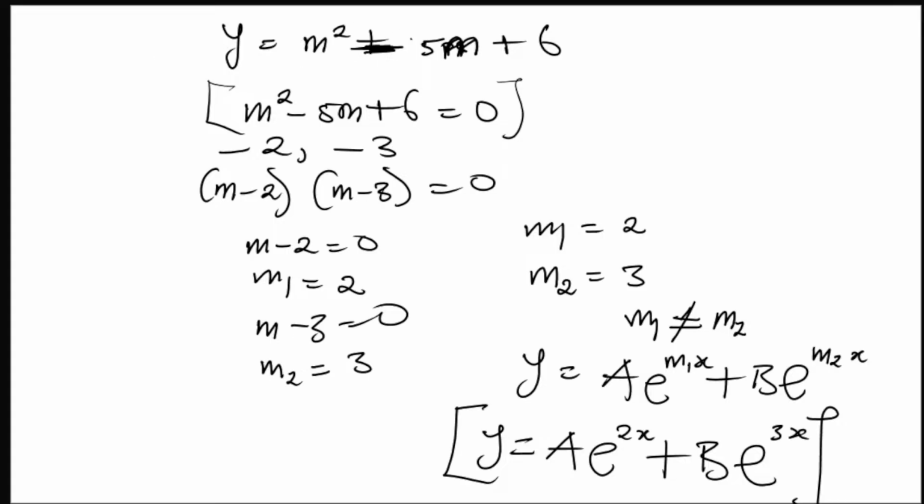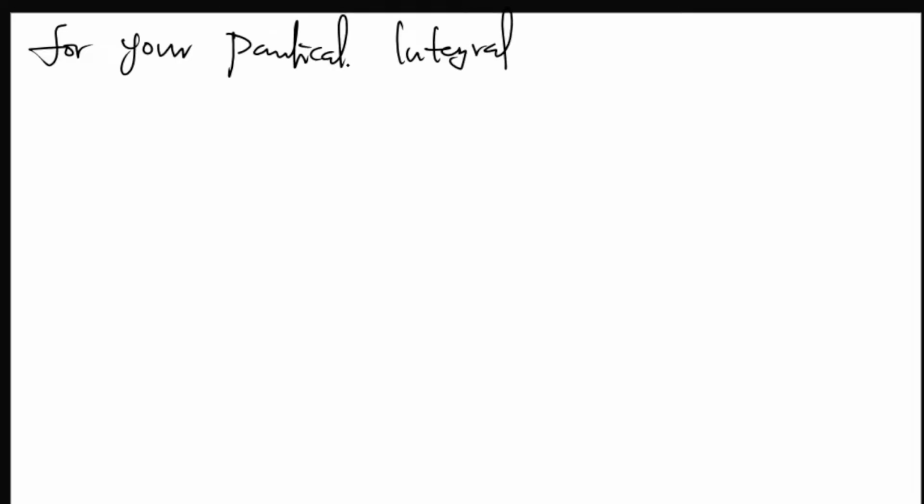Now we can deduce an equation that is similar to our auxiliary equation. So you can take down for your particular integral, we can deduce an equation that looks like our auxiliary equation, and we say that y will be equal to Cx squared plus Dx plus E. This equation is similar to our auxiliary equation.